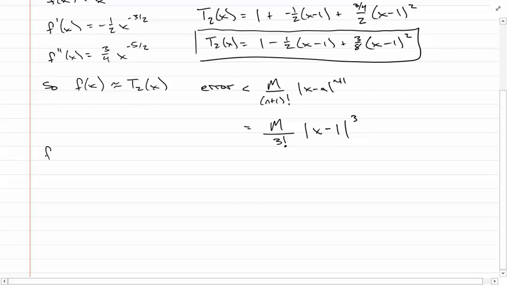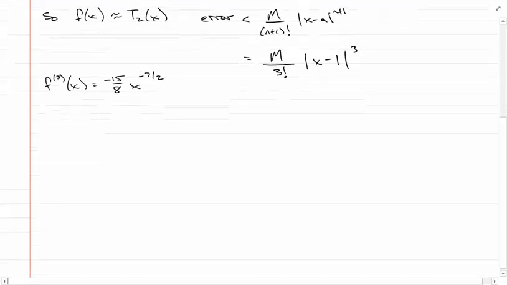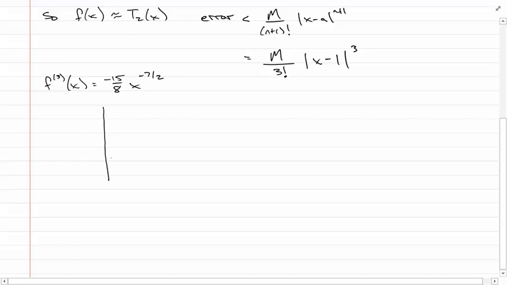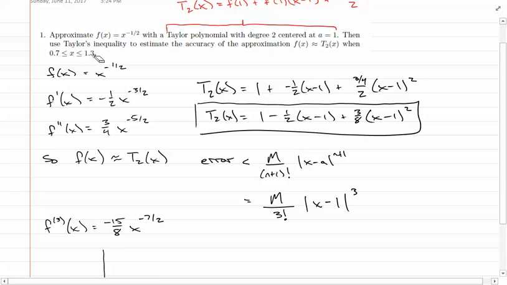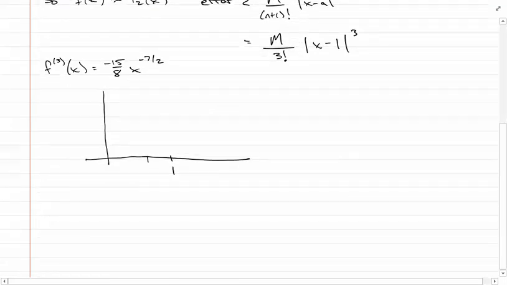Okay. The third derivative of this function, I just take the derivative of this, that would be negative 15 over 8 x to the negative 7 halves. Okay. And I'm supposed to graph that between x and a. Well, I know a is 1, and my x values, I'm told, are going to be somewhere between 0.7 and 1.3. So actually, all I know is that x is somewhere in here. Right, maybe x is there.